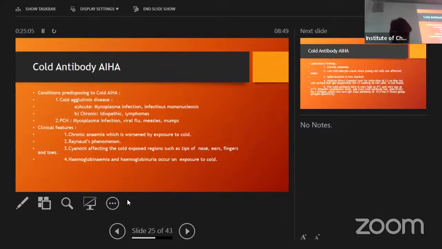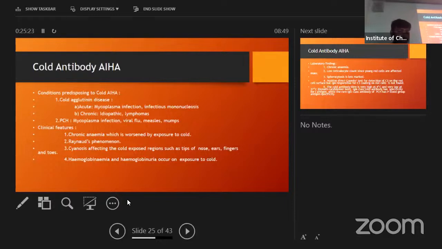Conditions predisposing to cold AIHA. In cold agglutinin disease, the acute causes are mycoplasma infection, infectious mononucleosis. In chronic cases, lymphoma, idiopathic cause. And in PCH, there is mycoplasma infection, viral flu, etc.